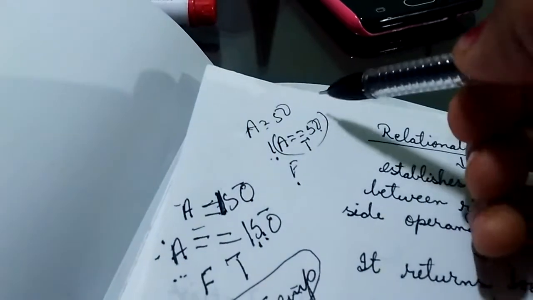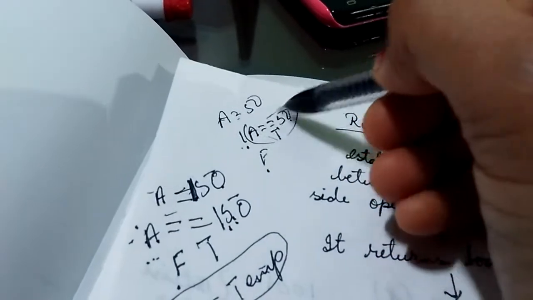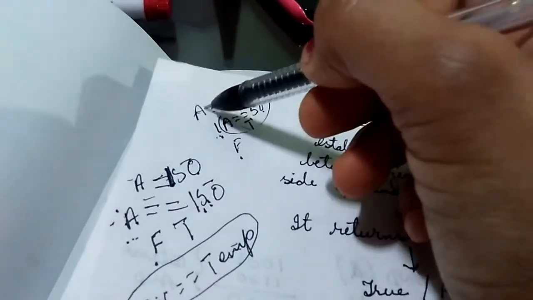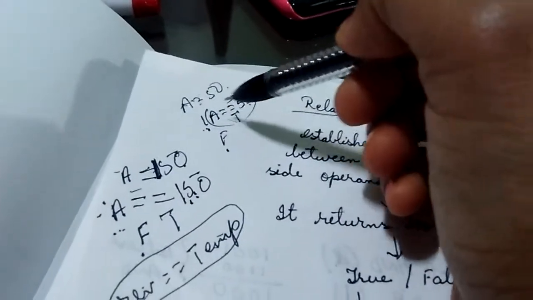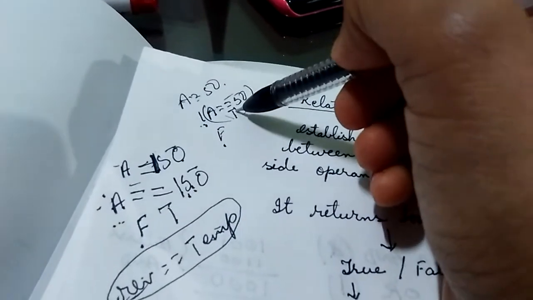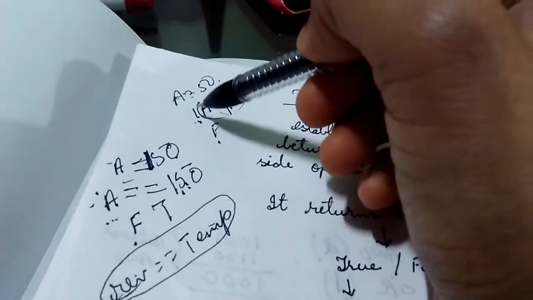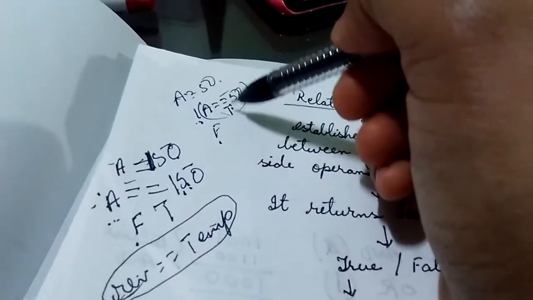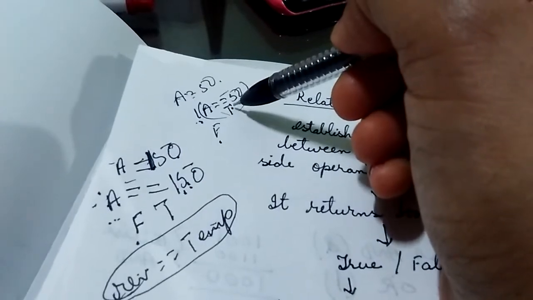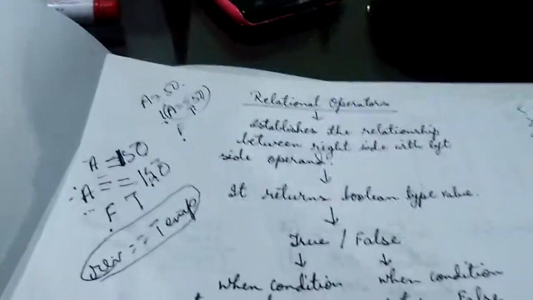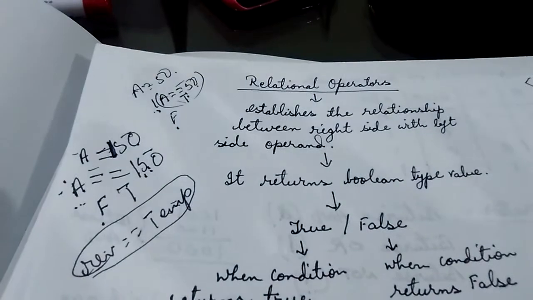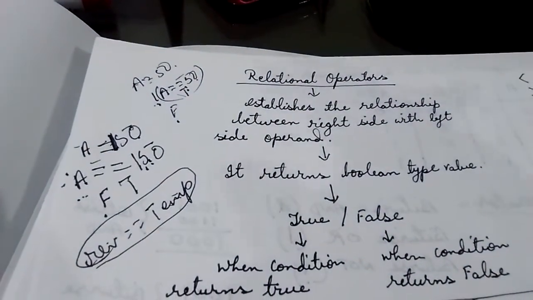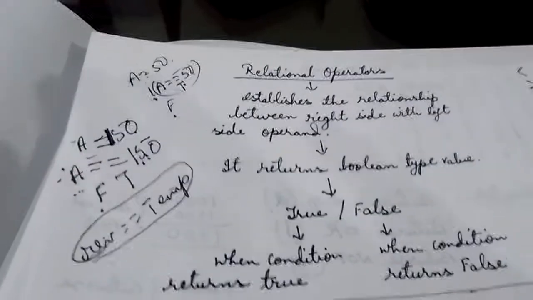This is important to understand. It just reverses the values. A is 50 and a double equals to 50 returns true, but when we write a not equals to 50, it reverses the true to false, because there are only two Boolean data values, so either true will be changed to false or false will be changed to true. There is nothing else.